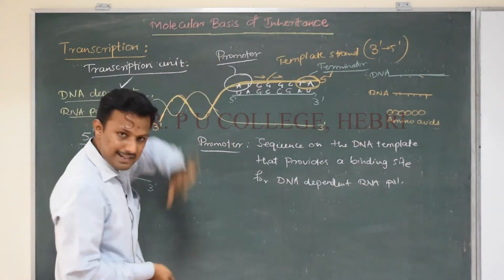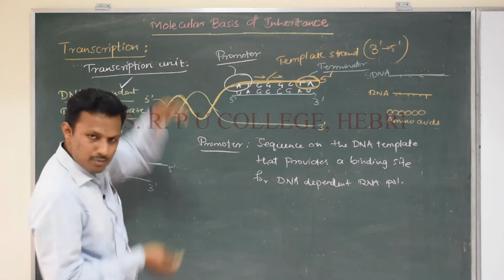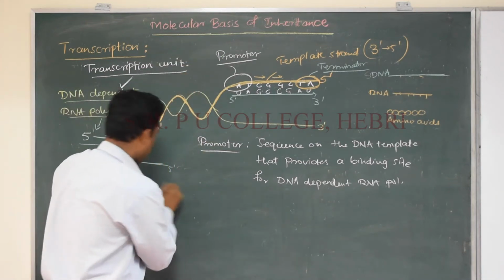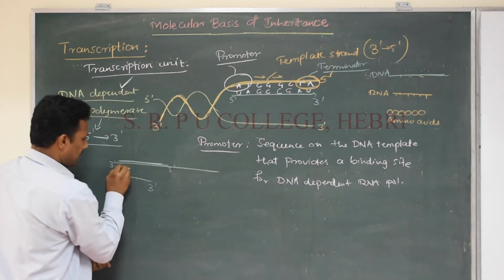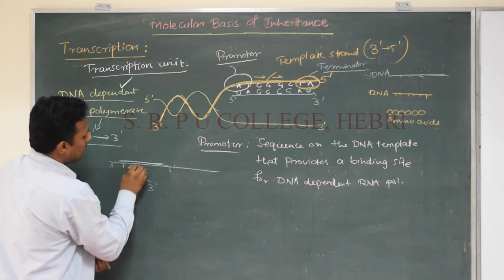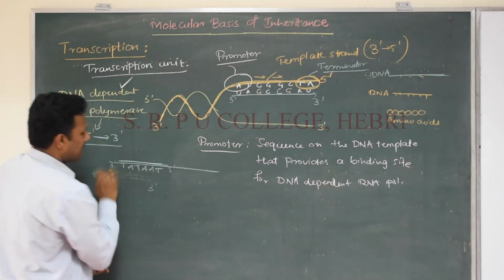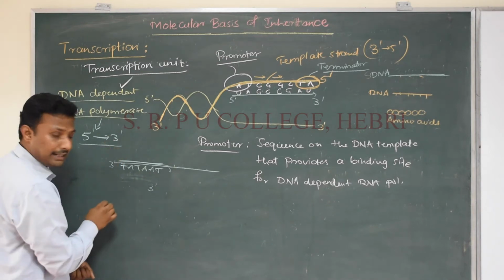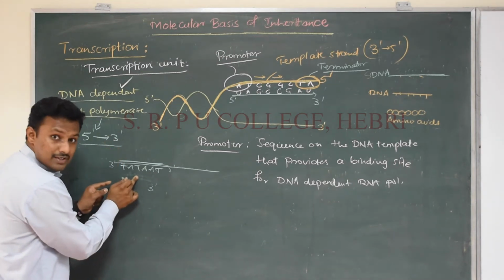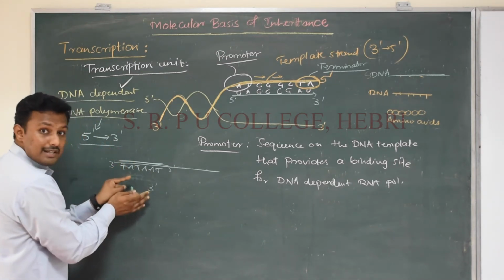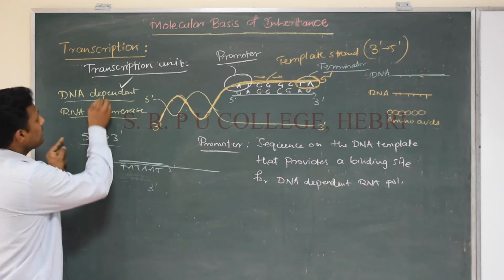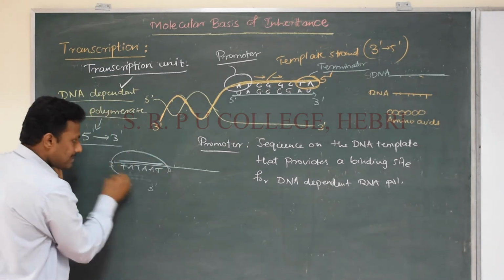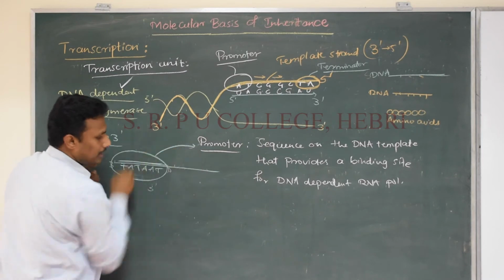Here we saw the promoter sequence. Promoter is a small sequence. If this is the DNA, there is some sequence, say TATAAT. So this is the sequence. Imagine this is the particular sequence which can be identified by this particular enzyme, and this sequence is called the promoter sequence.